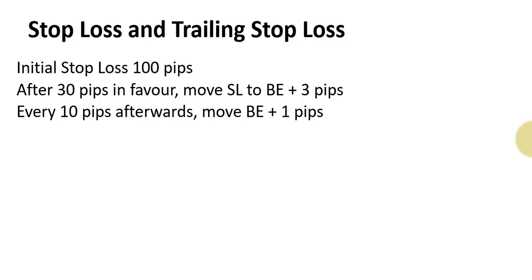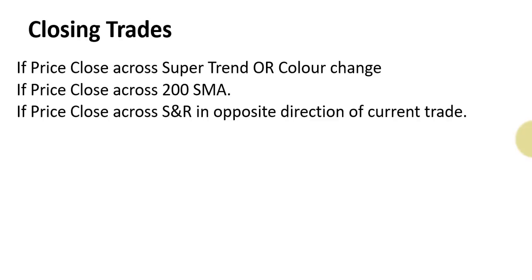As you see prices go up in your favor or go down in your favor, you move your stop loss. While you are doing that, when do we close the trade? There are 3 choices to close a trade. One is when the super trend changes color. When prices cross the super trend, it changes color. So if you buy and the color becomes red, you will close your trade. If you sell and the color becomes blue, you will close your trade.